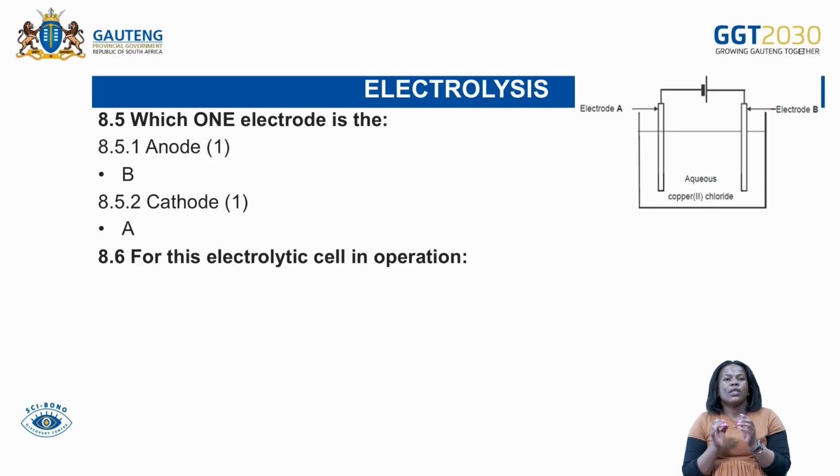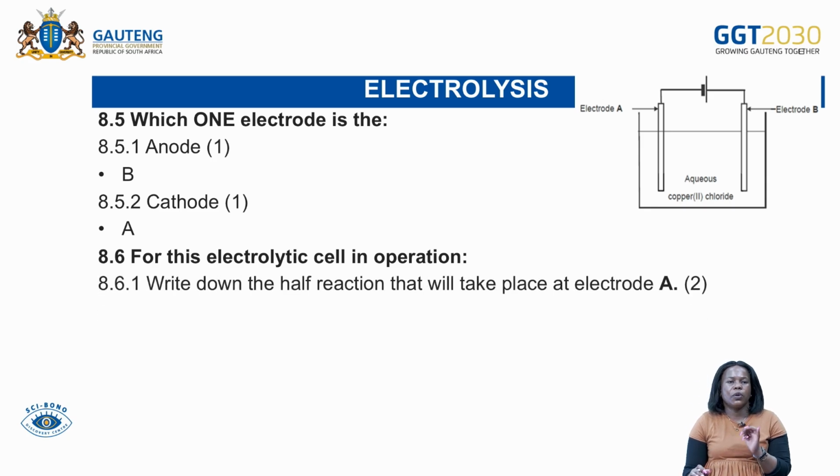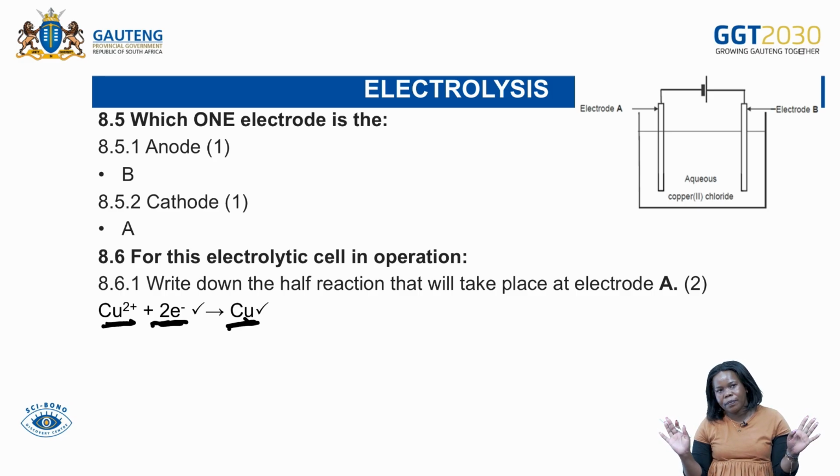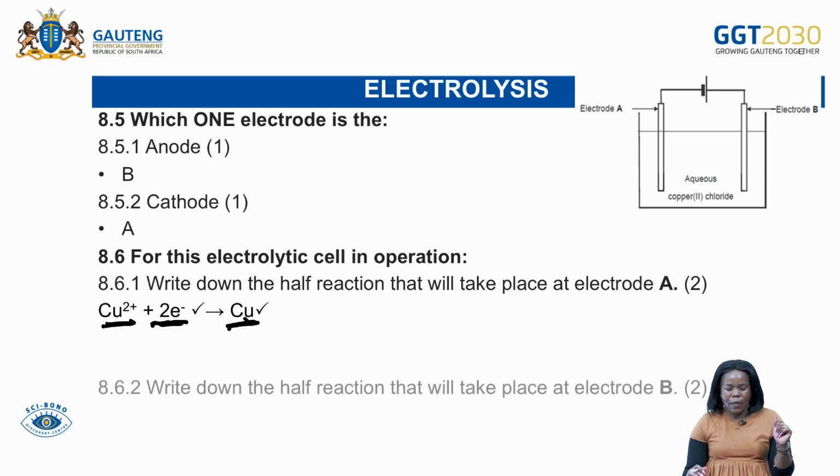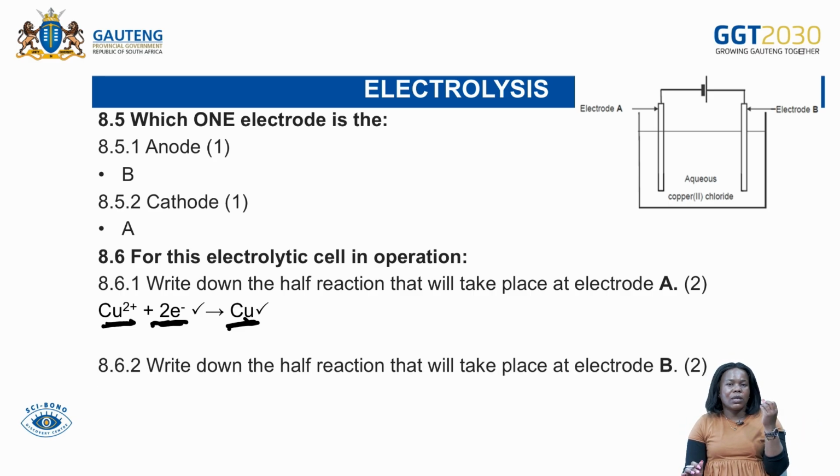So for this electrolytic cell in operation, question 8.6.1 says to write down the half reaction that will take place at electrode A. Now we know that we're going to have copper attaching onto electrode A. But what will be the half reaction for copper? Copper was missing 2 electrons, and then it gained the 2 electrons, and now it is a happy copper.